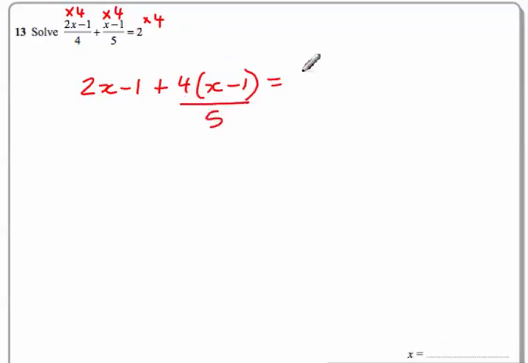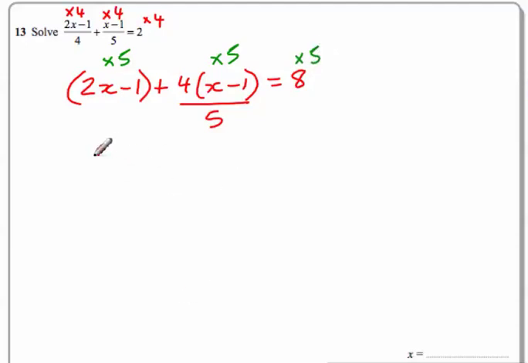equals 2 times 4, which is 8. Right. Now I think I'll put brackets around here for the moment, just so it doesn't confuse things. And now I'm going to times everything by 5 to get rid of this one. So I'm going to multiply this by 5, I'm going to multiply this by 5, and I'm going to multiply this by 5.